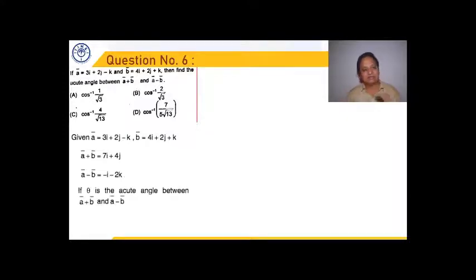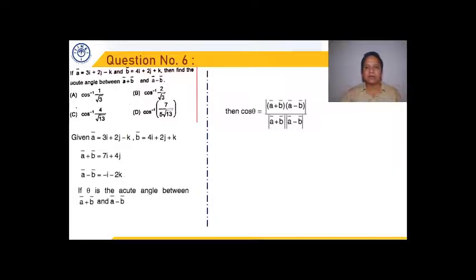If theta is the acute angle between A plus B and A minus B, then we find theta. We have a formula: cos theta is the dot product of the A plus B and A minus B vectors, divided by the modulus of A plus B times the modulus of A minus B. Now the A plus B vector is 7i plus 4j and the A minus B vector is minus i minus 2k. The modulus is the square root of the coefficient of i squared plus j squared plus k squared.